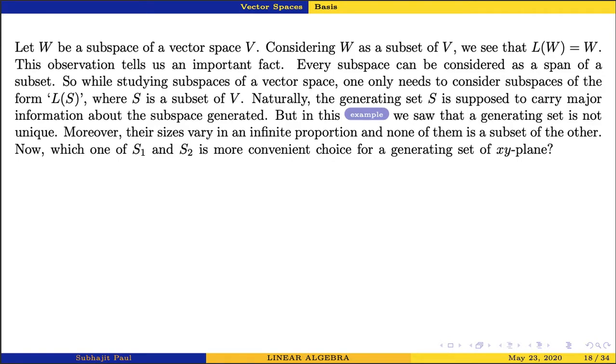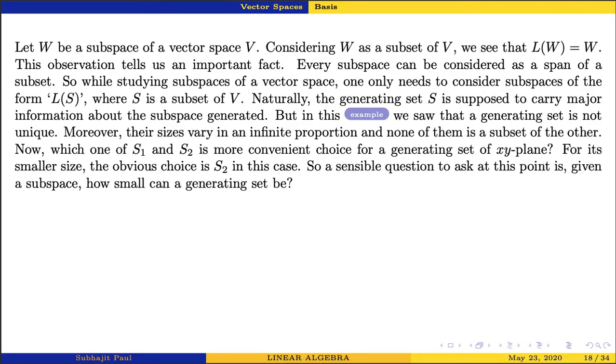Now, which one of S1 and S2 is the more convenient choice for a generating set of the xy plane? For its smaller size, the obvious choice is S2 in this case. We are able to generate the entire xy plane using two vectors. So why would we need the entire line with uncountably infinitely many vectors over there? So obviously S2 is the obvious choice for a generating set of the xy plane.